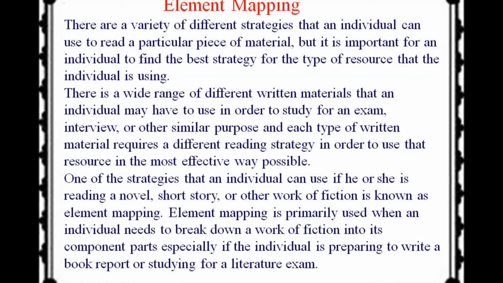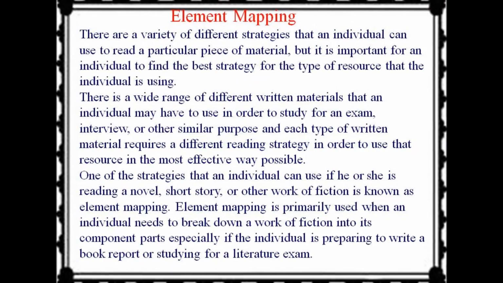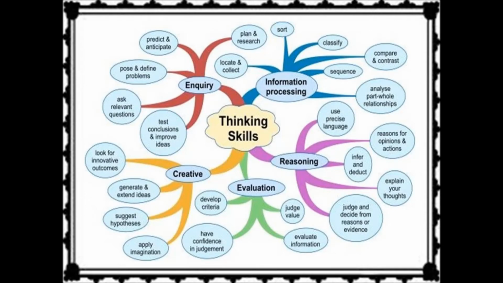Dear friends, there are many reading strategies. The most important strategies are the SQ3R strategy and the KWL strategy. There are other strategies called element mapping. There are a variety of different strategies that an individual can use to read a particular piece of material, but it is important for an individual to find the best strategy for the type of resource that the individual is using. There is a wide range of different written materials that an individual may have to use in order to study for an exam, interview, or other similar purpose, and each type of written material requires a different reading strategy in order to use that resource in the most effective way possible.